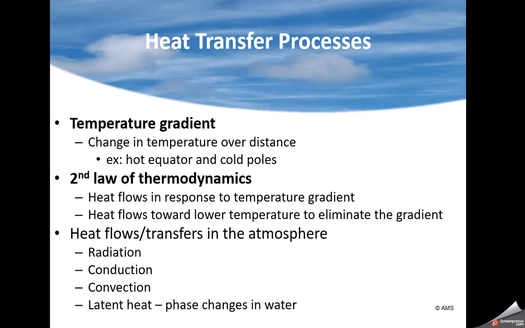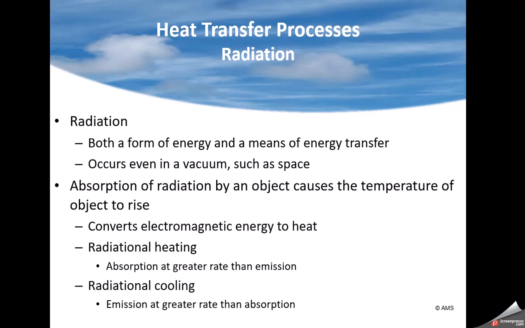Guess what? The atmosphere is constantly trying to get rid of that temperature gradient. It's feeding energy northward to try to eliminate that gradient. So heat flows in response to a temperature gradient. The greater the gradient, the more the heat will flow. And heat can do this by radiation, conduction, convection, and latent heat. We're going to talk about each one of those a little bit. Radiation we've already dealt with a lot. I'm not going to go into it much more.